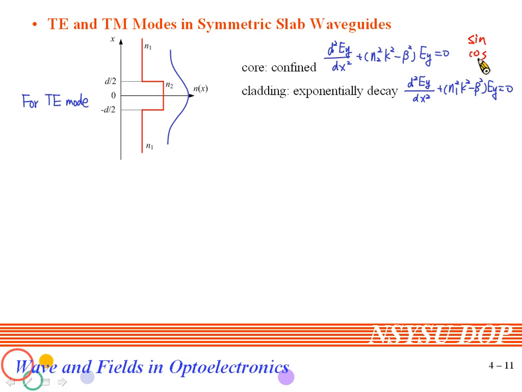As a result, due to the field distribution being in these two functions, this term here should be positive. And in the cladding and substrate region, the field should be exponentially decay, so this term must be negative. Okay? According to the field distribution in each region, we can write down the corresponding EY field and the HZ field. First, let's express the EY field in the core and the cladding region.